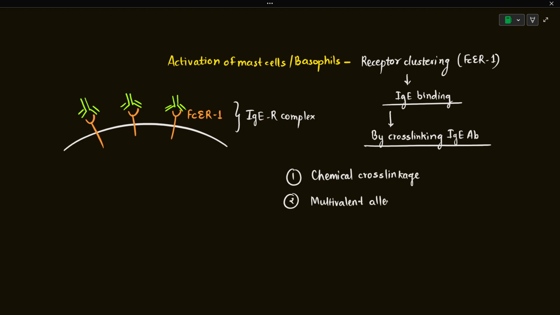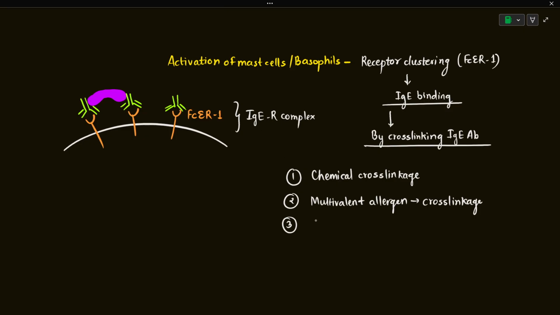Some allergens themselves have binding capacity. An allergen is already multivalent, and it is going to induce cross linkage. So we can call it the allergen induced cross linkage of antibodies. The allergen can bind to multiple IgE antibodies, and that will result in receptor clustering. This is how the cross linkage of the antibodies will be seen, and that is going to result in the activation of mast cell.